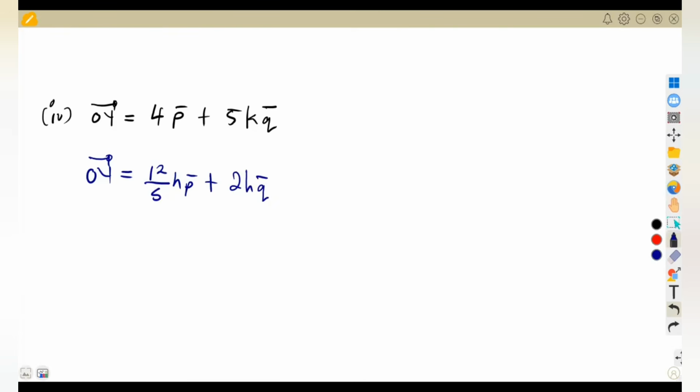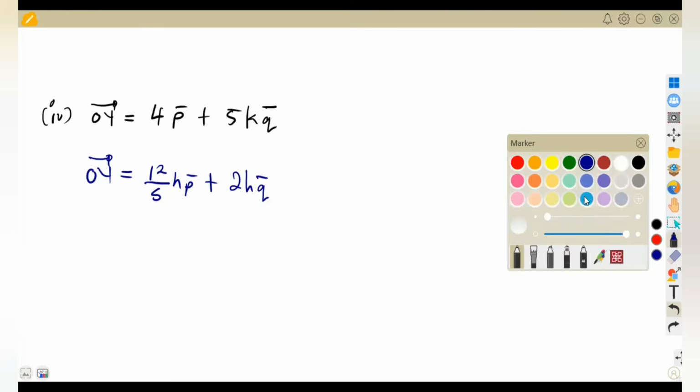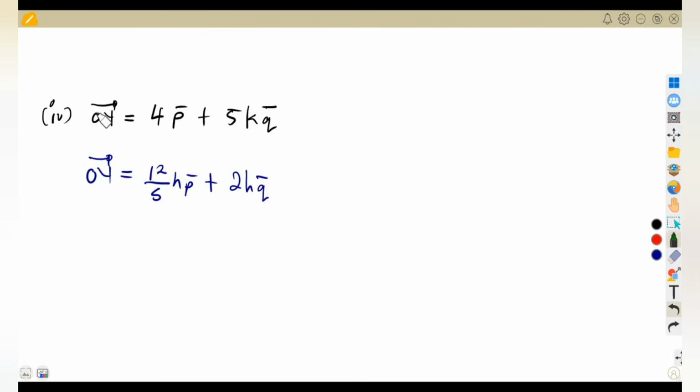All right, so these are the two vectors that you have which are the same, vector OY and vector OY. So how do you formulate equations? You simply need to equate the same vectors. All right, so you have to equate the same vectors in this case.